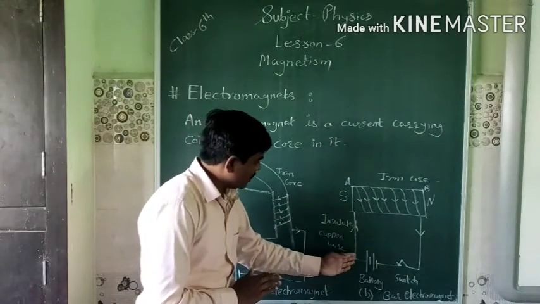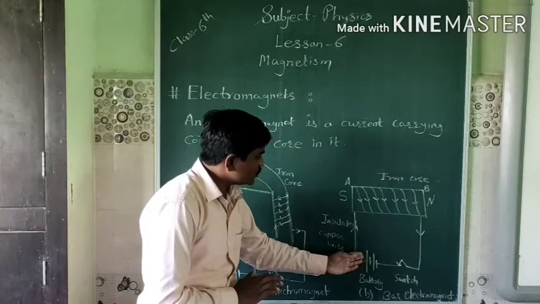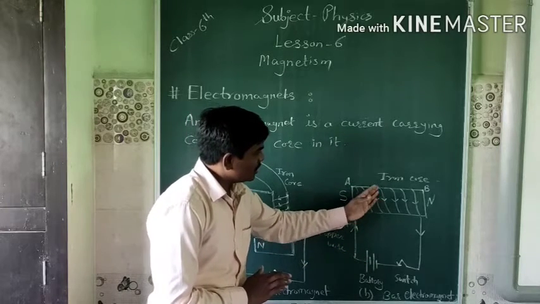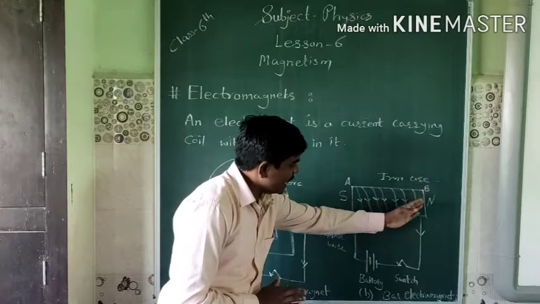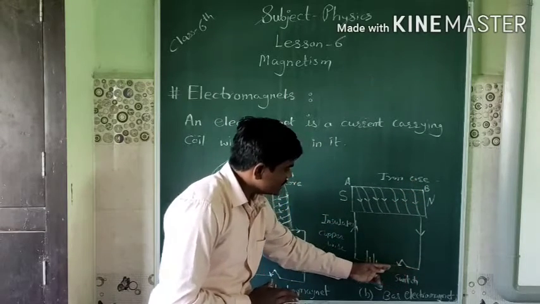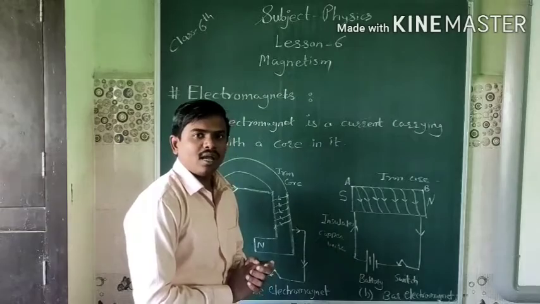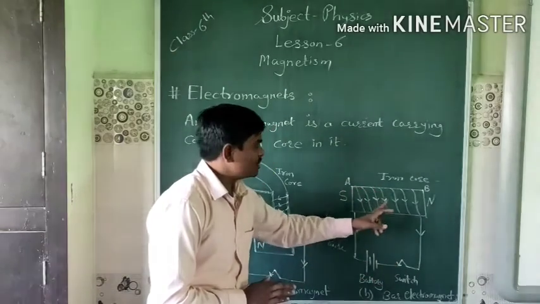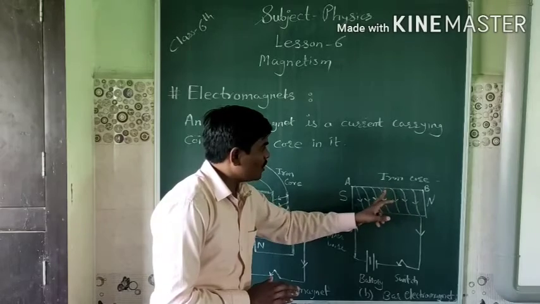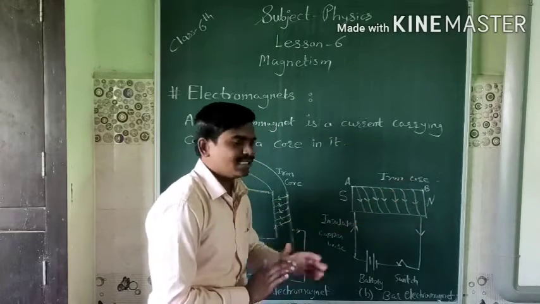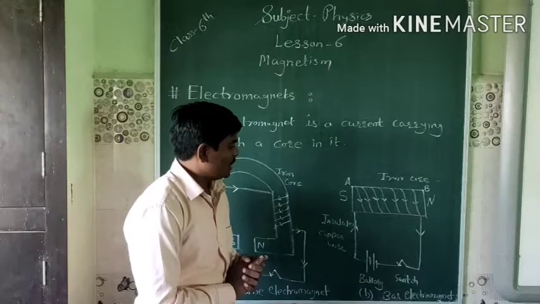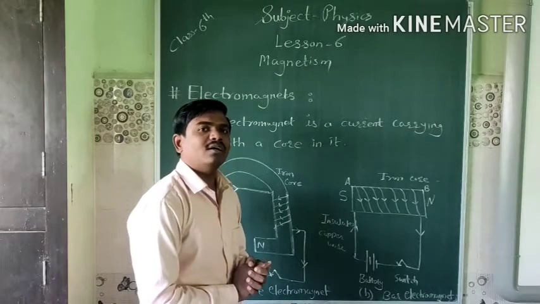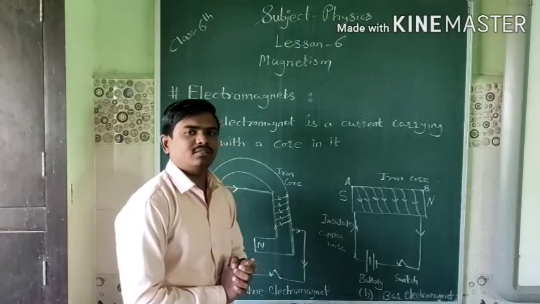Here the current passes from the positive terminal of the battery into these coils and comes out from end B and touches the negative terminal. When we switch on, current passes through these coils where the iron core is inside. So this becomes a magnet and it is called an electromagnet.